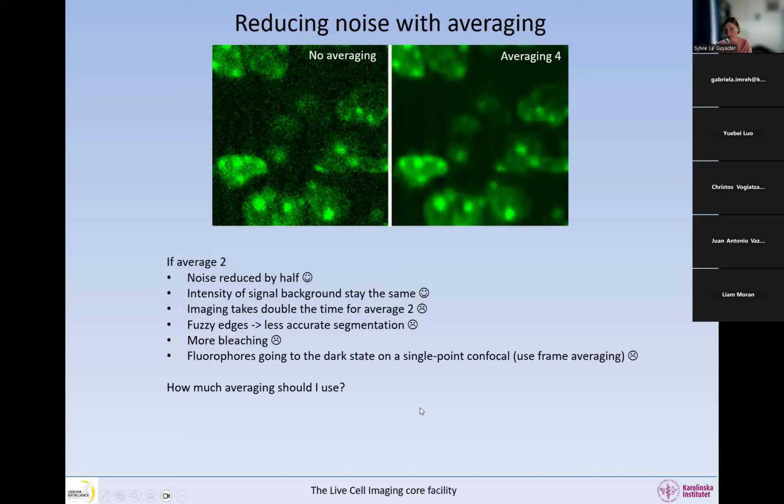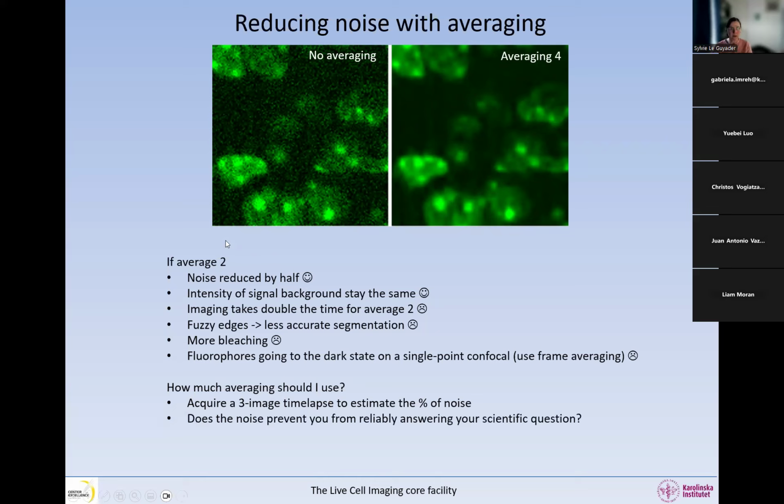So how much averaging should we use? You do the same thing to estimate the noise. You acquire a 3-image time-lapse without averaging to estimate the percentage of noise. Then you look at the little time lapse that is playing and you ask: does the noise prevent me from reliably answering my scientific question? If it does, have you tried reducing the shot noise by increasing the illumination?